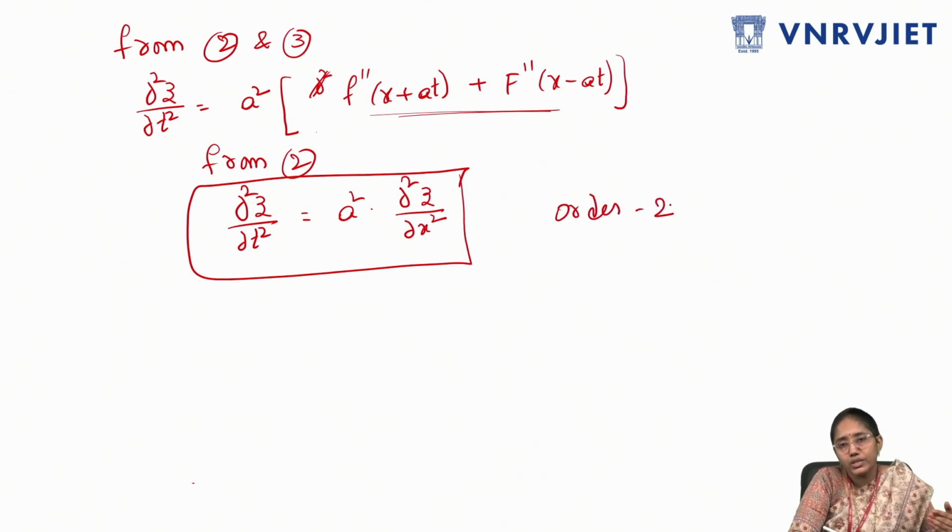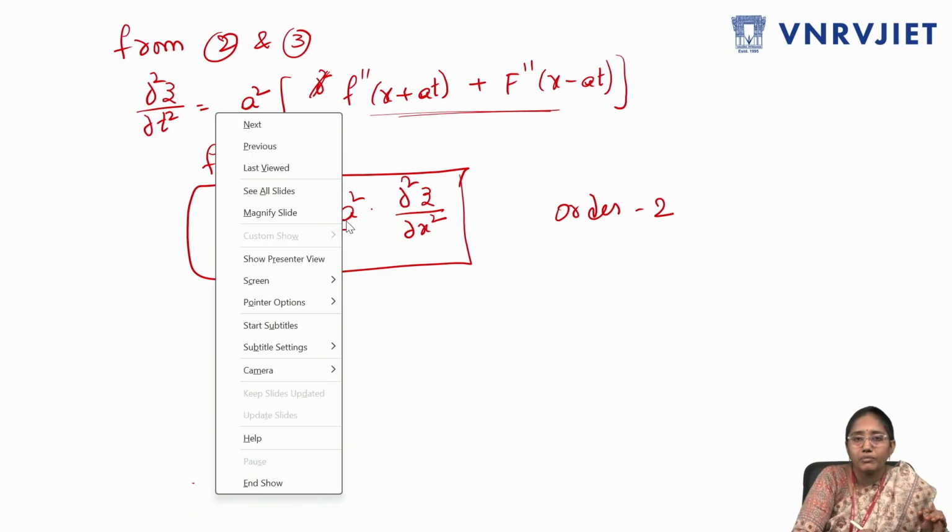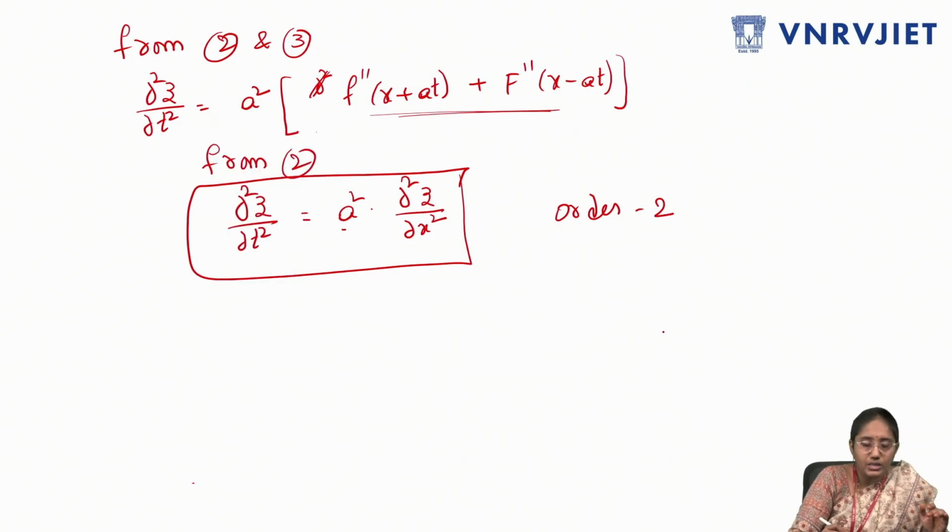How many arbitrary functions are given in the equation? 2, small f and capital F. So we will obtain the partial differential equation of order 2. Here a is a constant, we didn't consider it. We are eliminating either arbitrary constants or arbitrary functions, not the mixing of two.